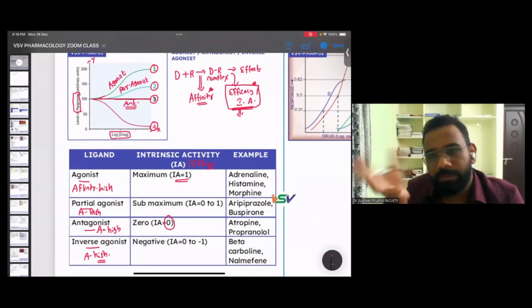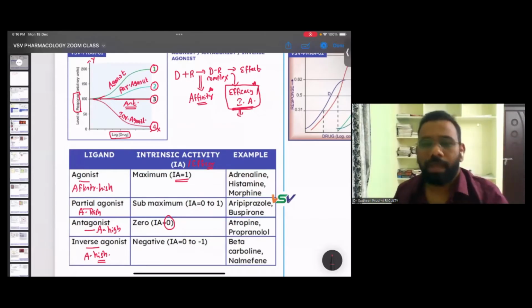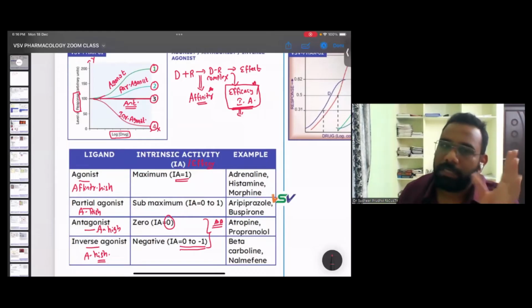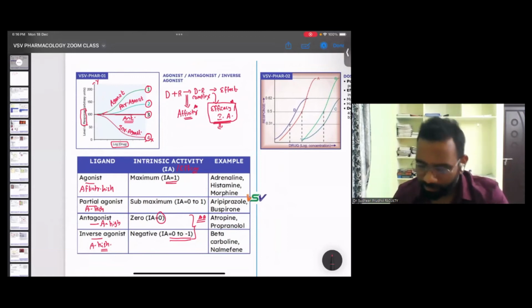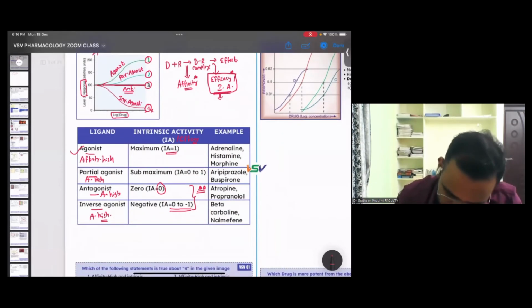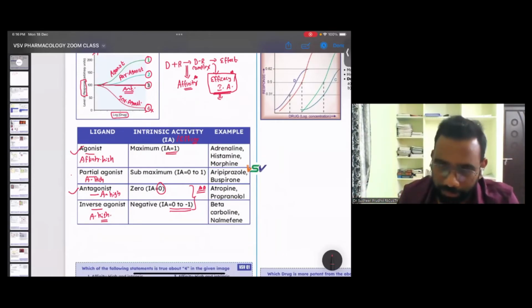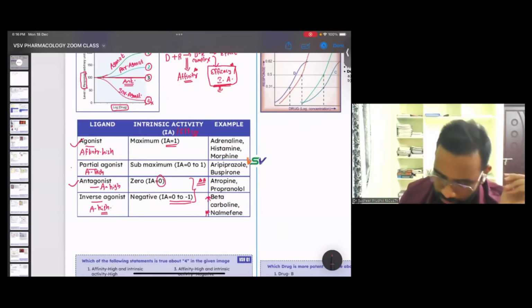And inverse agonist: inverse means the opposite thing. We have a negative value here, going from 0 to negative. Remember, this is where the examiner tries to confuse you. Efficacy is 0 for antagonist and negative for inverse agonist. Now we have all the examples, agonist as well as partial agonist. There are numerous examples which we need not discuss now; everyone knows them. The point here is inverse agonists: beta carboline and nalmefene. These 2 are the characteristic examples which the examiner wants to test you on.